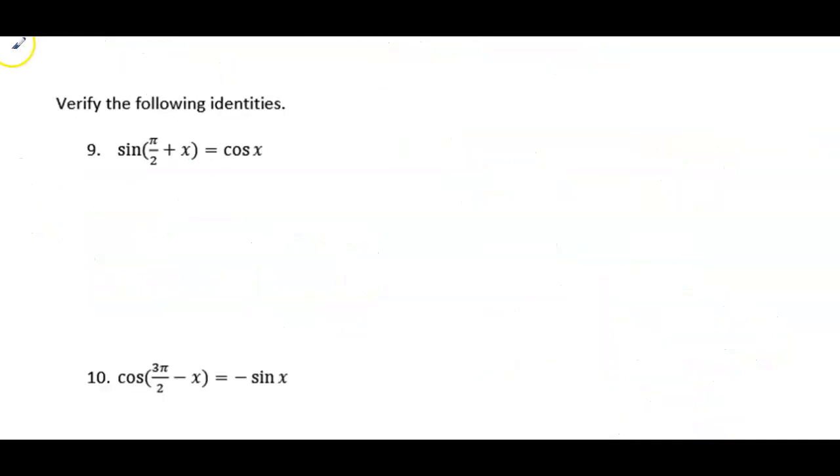Alright, let's tackle this back. Verify the identity. So sine of pi over 2 plus x. Remember, we got to expand this. This is sine of a plus b. So sine of a cosine of b plus cosine of a sine of b. And that should equal cosine of x.